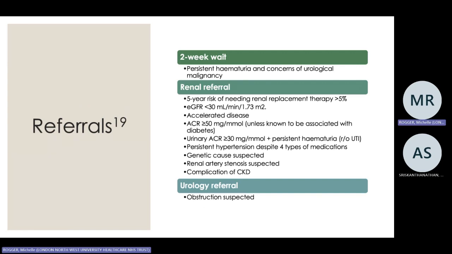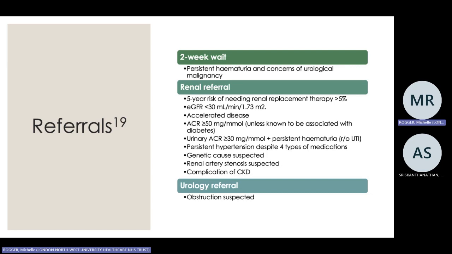Right. When would you refer someone with CKD? So it's mainly from the GP point of view. That's a 2-week wait in someone who's got persistent hematuria and you're concerned that they've got a urological malignancy. You'd consider referring someone to renal if they've got a 5-year risk of needing renal replacement therapy or dialysis which is more than 5%, if they've got an eGFR of less than 30, or if they've got accelerated disease, like I mentioned at the very beginning, that's very rapid deterioration in their renal function.